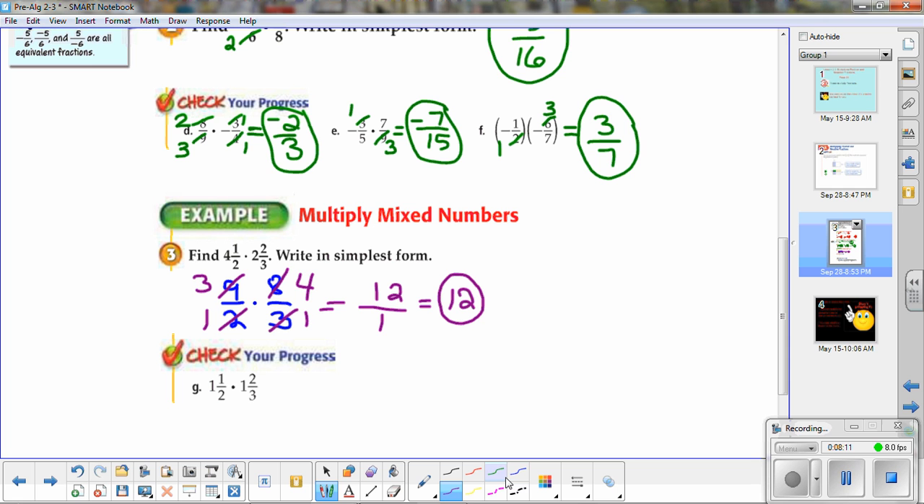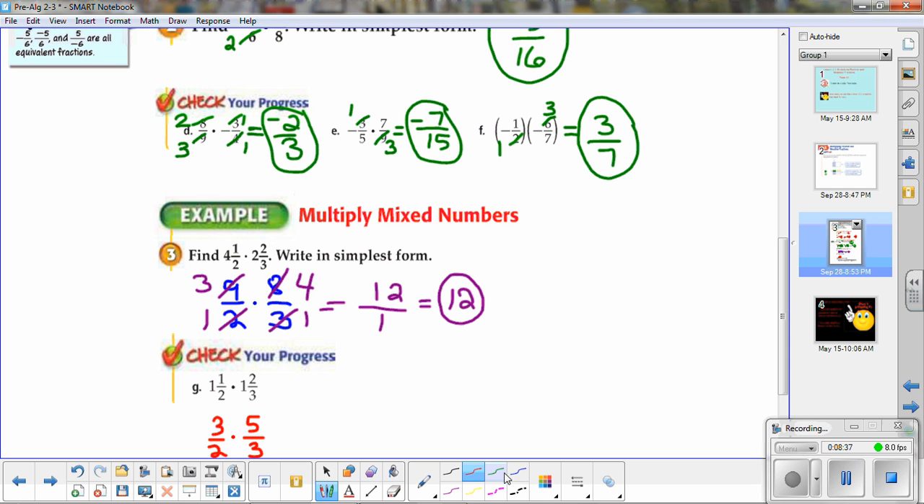All right, you can pause the video and try the next one on your own. All right, first change it to an improper fraction, 1 times 2 plus the 1 extra. This is going to be 3/2 times 1 times 3 plus the 2 extra, which is 5. Keep the denominator the same.